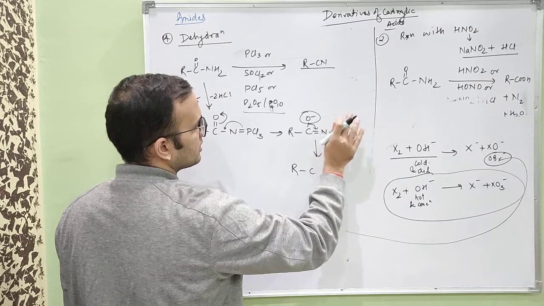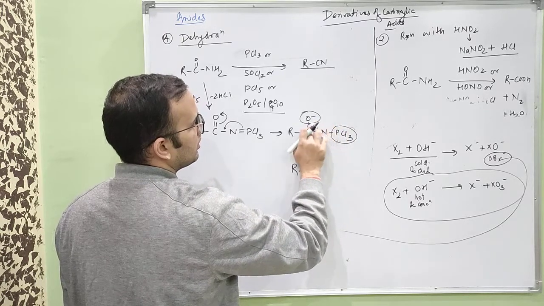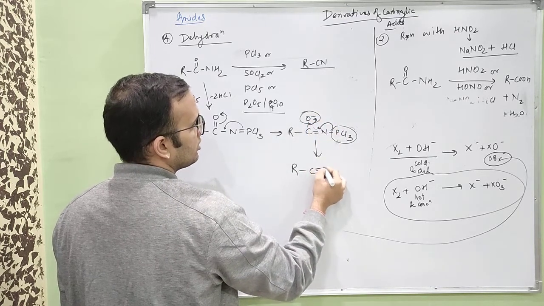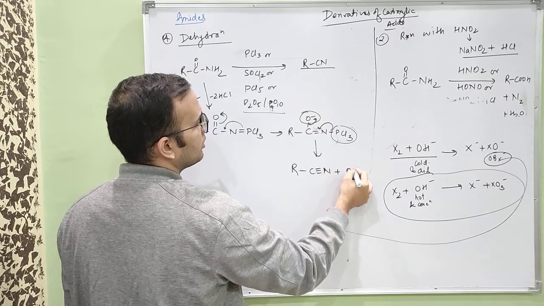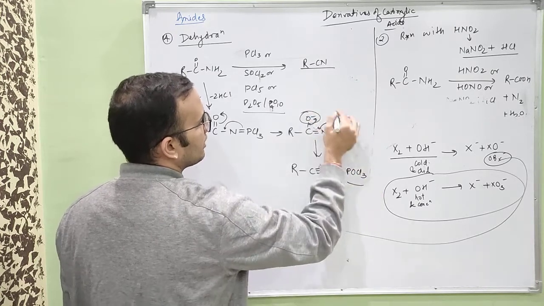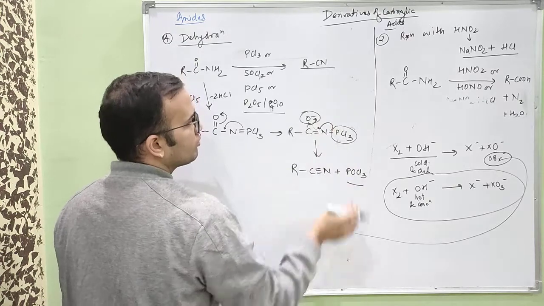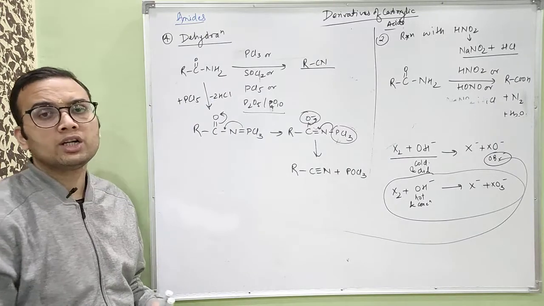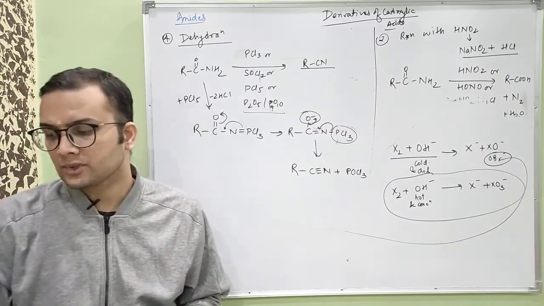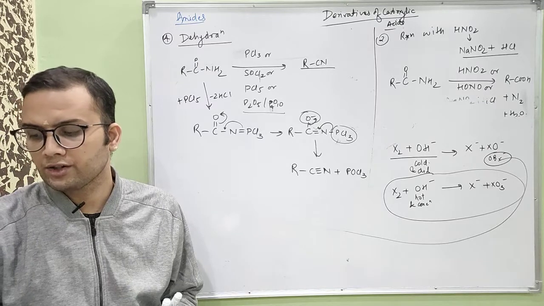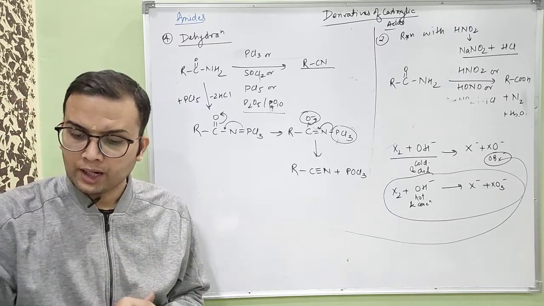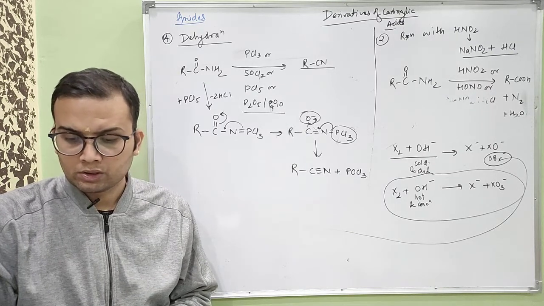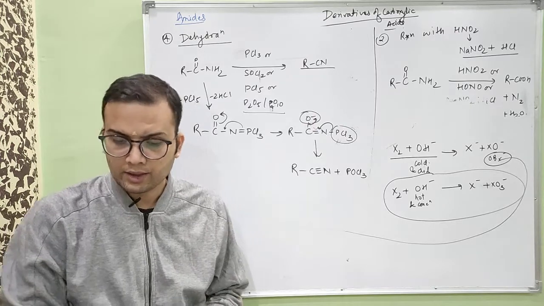This bond again gets shifted over here, and this is taken out by this. So we get RC triple bond N, which is cyanide, and then we get POCl3. There is some kind of an attack between P and O, which I don't want to show. Just this should be enough. Got it? So this is what dehydration is, and these are the kind of dehydrating agents you can look for: POCl3, P2O5, SOCl2. Cool.